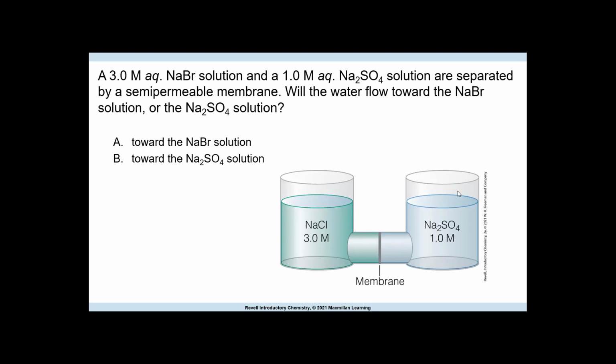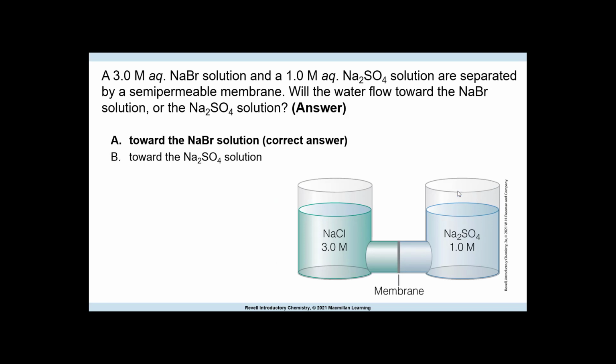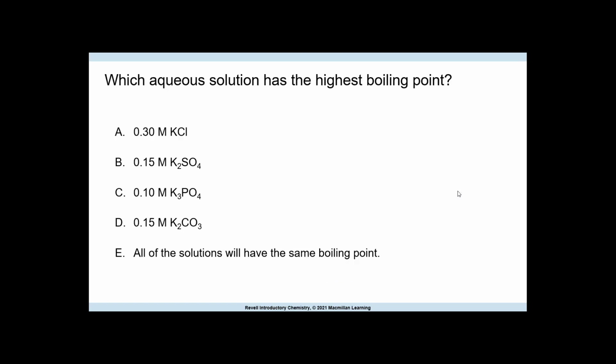A 3 molar aqueous sodium bromide solution and a 1 molar sodium sulfate solution are separated by a semi-permeable membrane. Will the water flow towards sodium bromide or sodium sulfate? It's going to go towards sodium bromide. I did not break this one down for you because it's similar to the other example, and you can look at that one and then work this one out. But again, if you have problems, we can do this together.